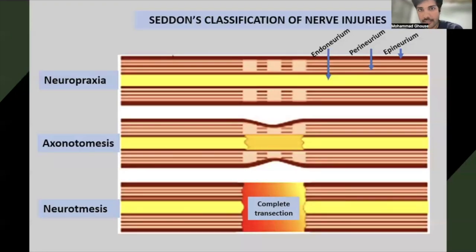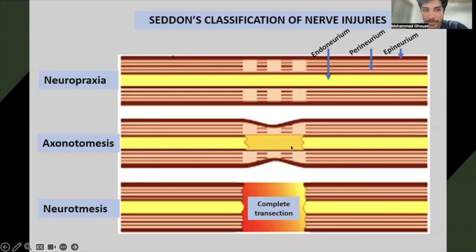So there's one very prime classification of nerve injuries, which is Seddon's classification. There's another classification, which is Sunderland's classification. So Seddon's classification, basically, it has a central axon and a neuronal sheath. So based on that, he has classified nerve injuries as neuropraxia, axonotmesis, and neuronotmesis. In neuropraxia, there's either traction or compression of the nerve, but there's no loss of continuity of the nerve, as we can see in this image.